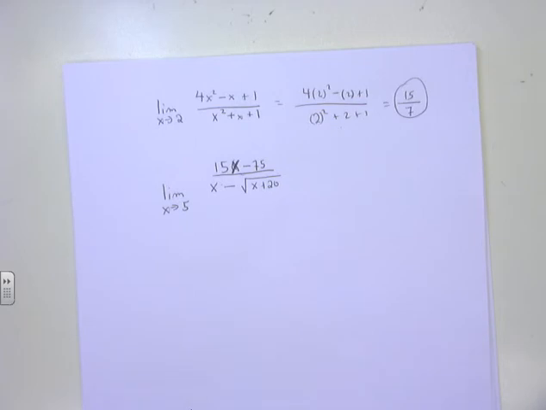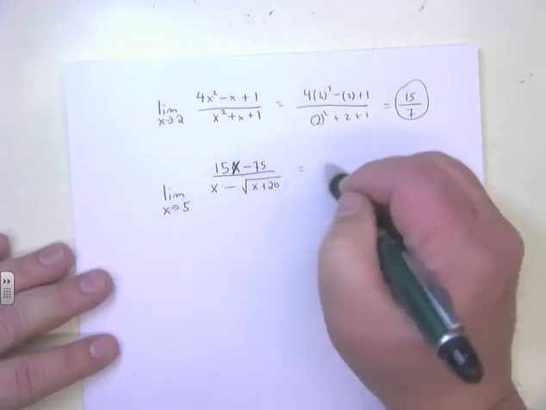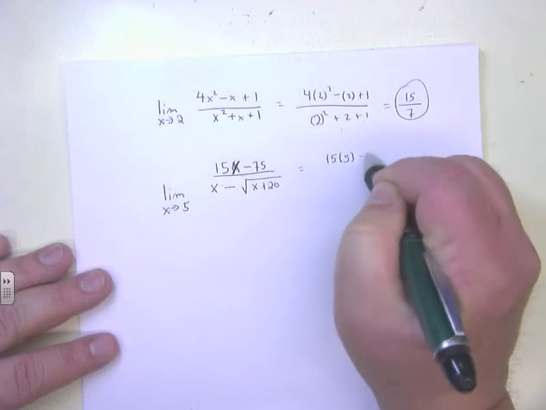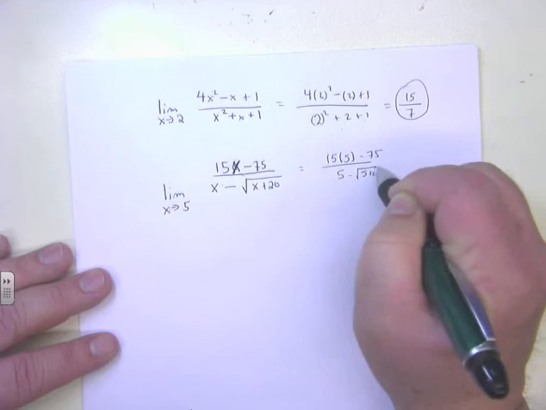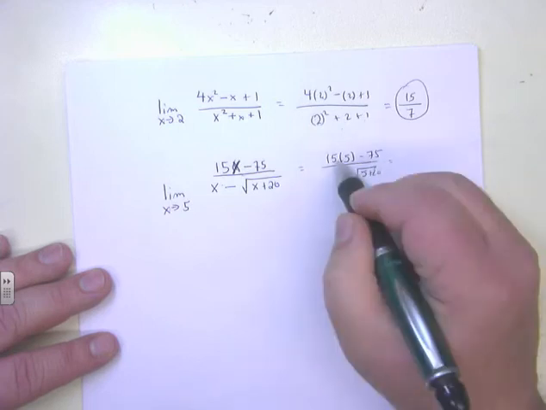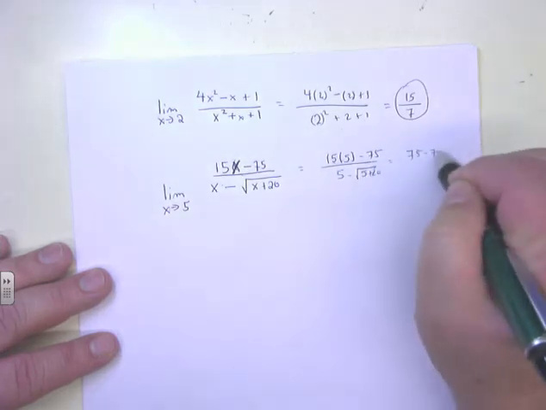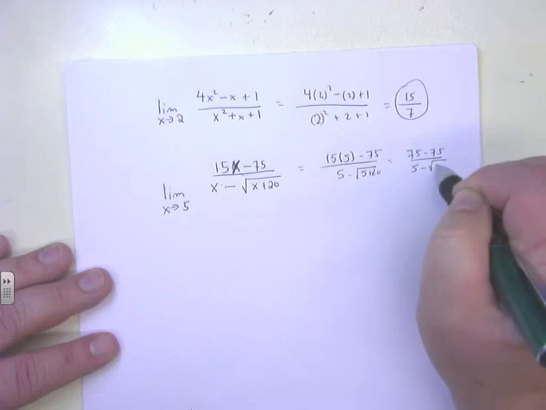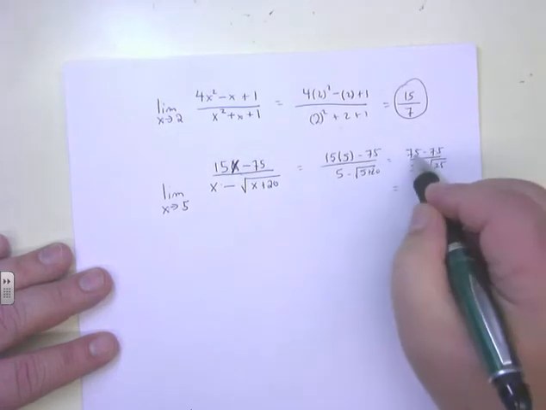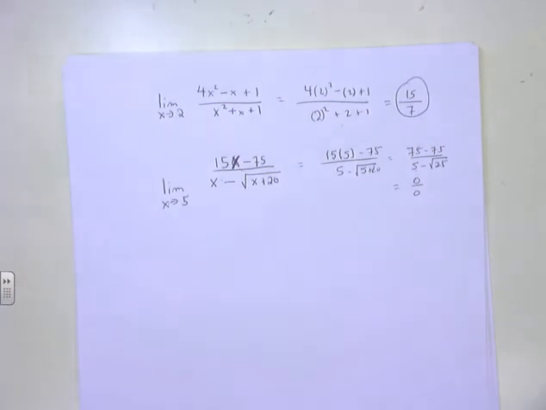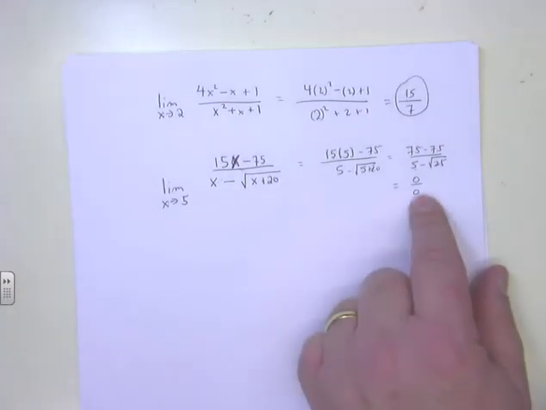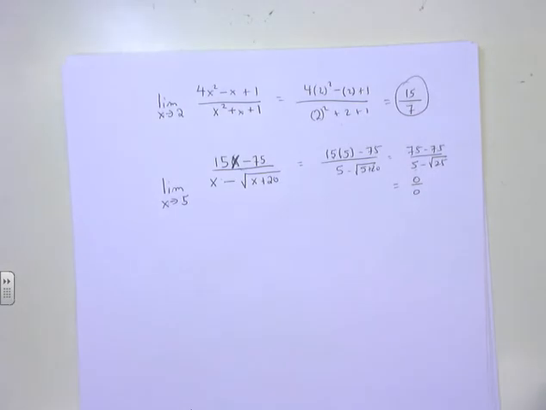What's the first thing you're going to do? Plug it in. This would be 15 times 5 minus 75 divided by 5 minus the square root of 5 plus 20. 15 times 5 is 75 minus 75 divided by 5 minus the square root of 25. 75 minus 75 is 0. Square root of 25 is 5. 5 minus 5 is 0. But you better check that first, because I could have made this denominator like 3, and 0 divided by 3, the answer would have been 0. So check it out first. But now it's a 0 divided by 0.